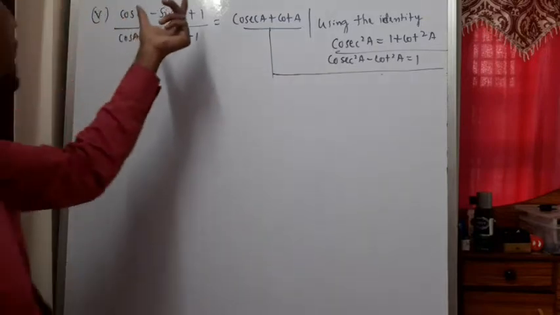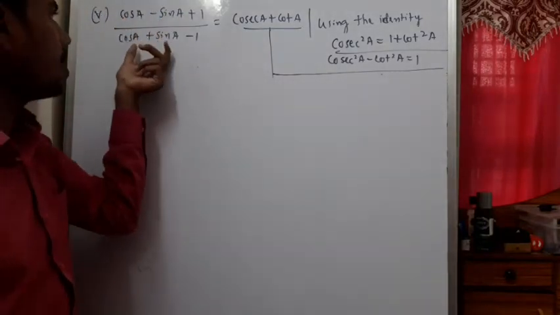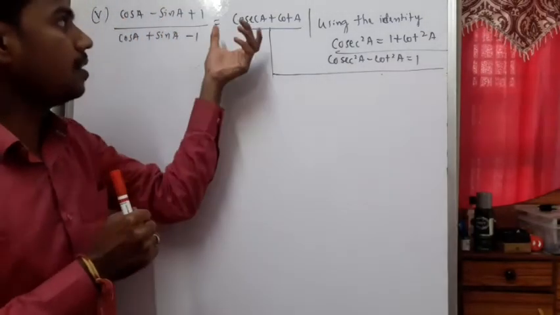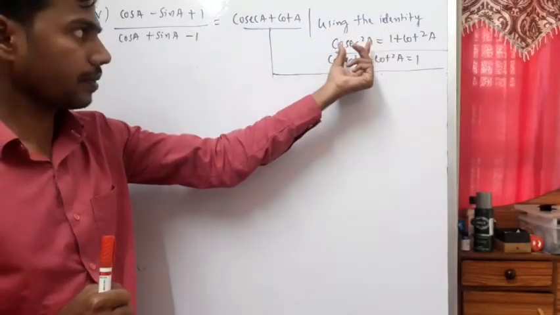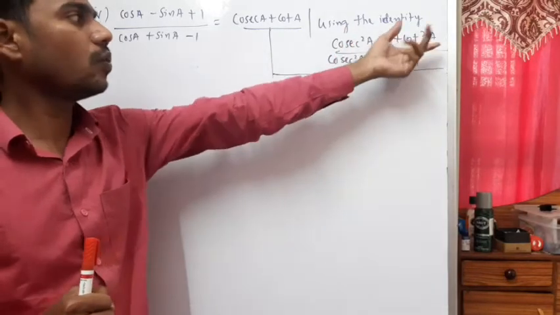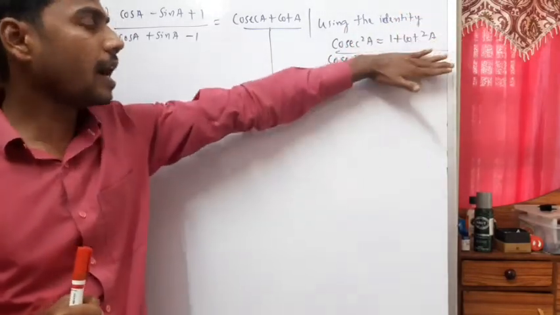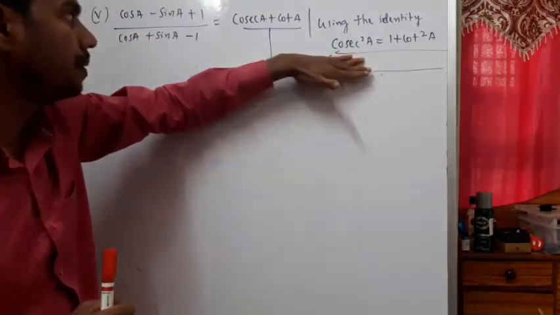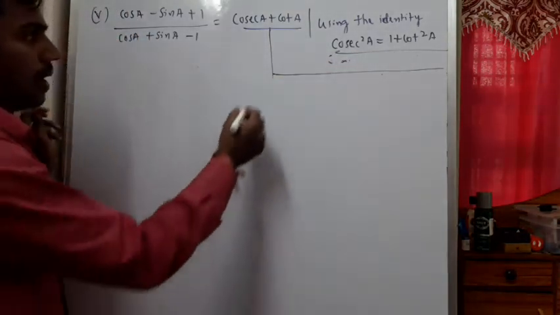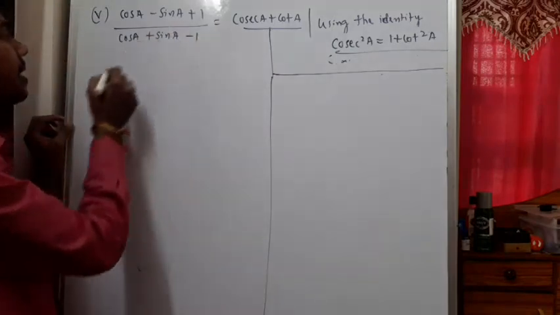Cos A minus sin A plus 1 divided by cos A plus sin A minus 1 is equal to cosecant A plus cot A. Using the identity cosecant square A is equal to 1 plus cot square A. That identity we should make use of. Okay. Now, so what we need to do? We need to consider the LHS.